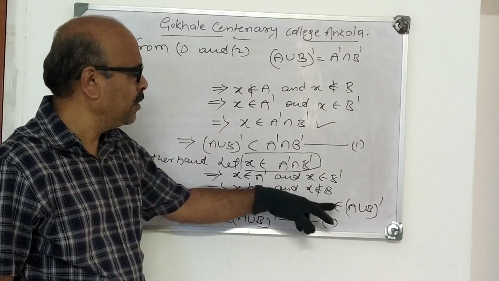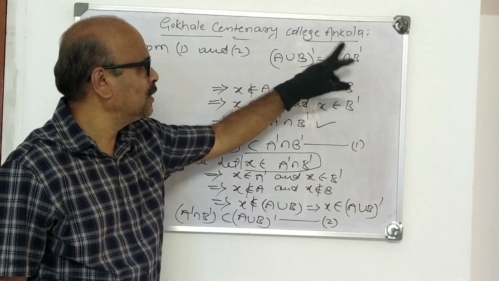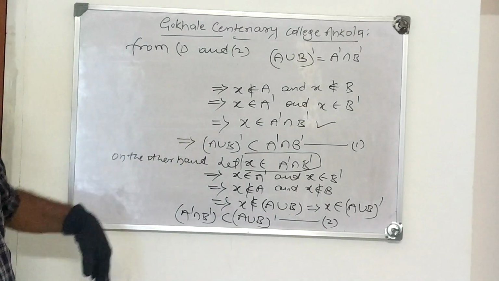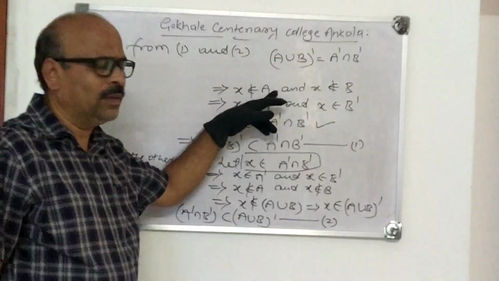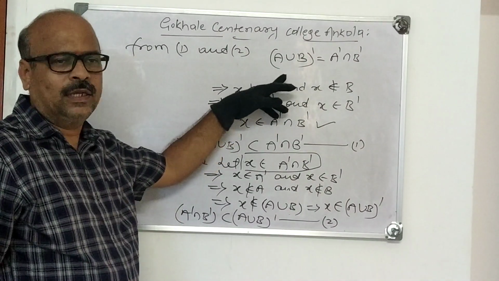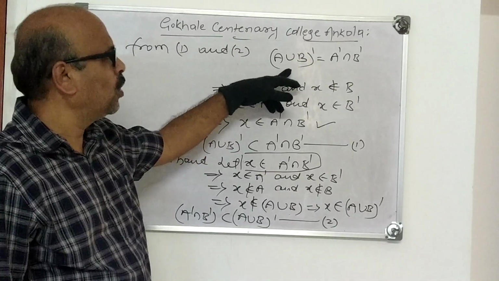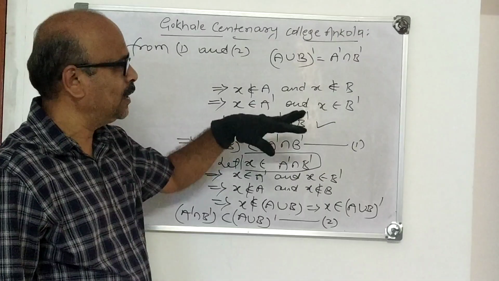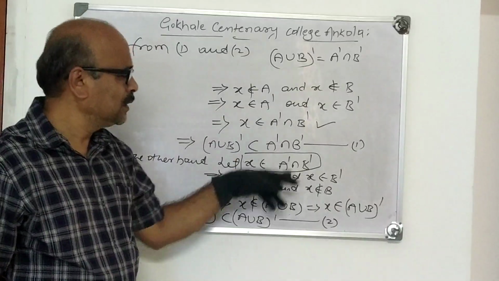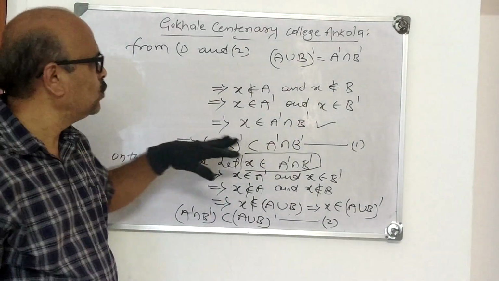A union B complement is equal to A complement intersection B complement. This is called De Morgan's laws for any two sets. Later we prove De Morgan's laws for a family of sets. I will explain what a family of sets is later.